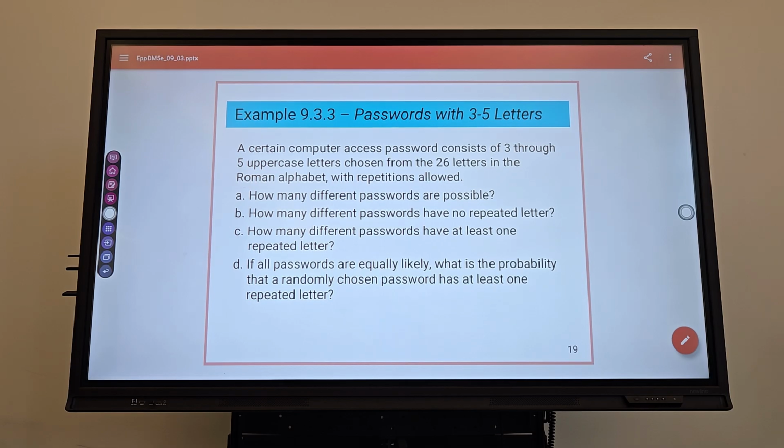If all passwords are equally likely, what is the probability that a randomly chosen password has at least one repeated letter?